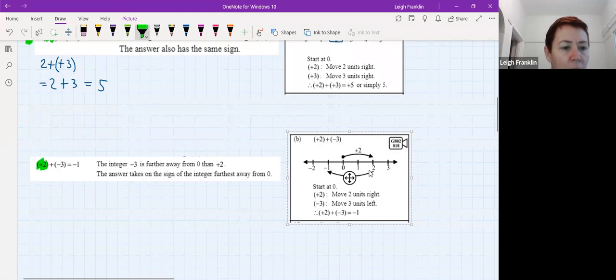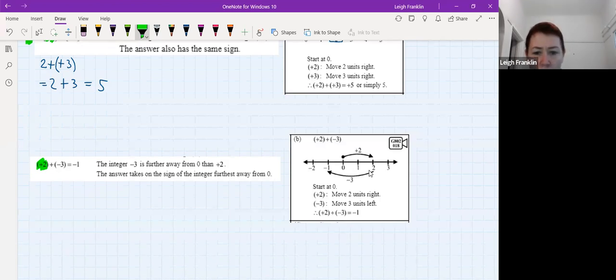Sorry, I lied. We are starting at +2 and we are adding -3. So the integer -3 is further away from 0 than +2. Can you see that? Here's 0 in the middle, and -3 is further away from 0 than +2 is. -3 is down here, isn't it? It's far, far away, right? So this answer takes on the sign of the integer that is furthest from 0.